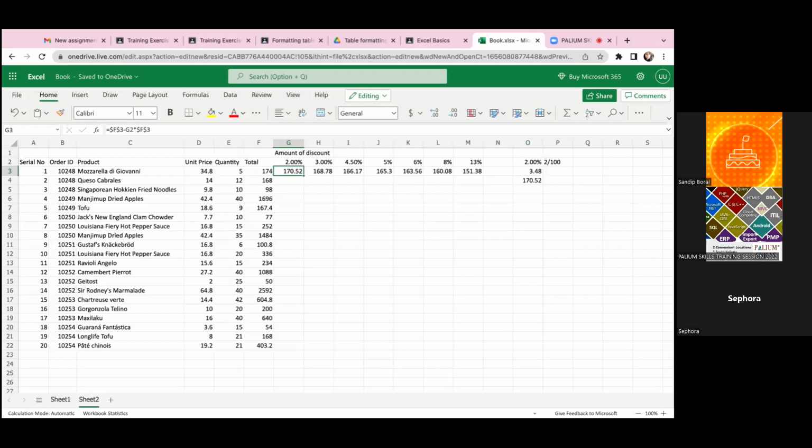What did I do? I said 174 minus 2% of 174. That is what we did in cell O3, O4, isn't it? Yes, I understand. Understood? Is this clear? Yes, Sandeep, I understand. Is it clear? Sandeep, yes, sir, clear. Okay.